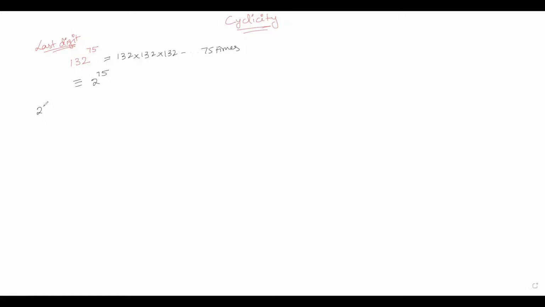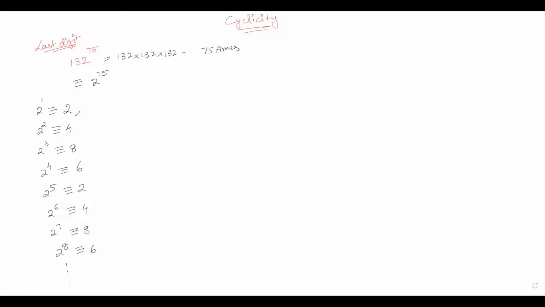Now 2 raised to power 1 will give us the last digit as 2. 2 raised to power 2 will give us the last digit as 4. 2 raised to power 3 will give us the last digit as 8. 2 raised to power 4 will give us the last digit as 6, because 2 raised to power 4 is 16. In a similar way, 2 raised to power 5 will give us the last digit as 2. 2 raised to power 6 will give us the last digit as 4. 2 raised to power 7 will give us the last digit as 8. 2 raised to power 8 will give us the last digit as 6, and so on.